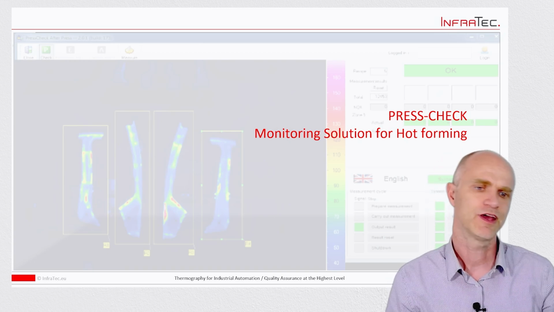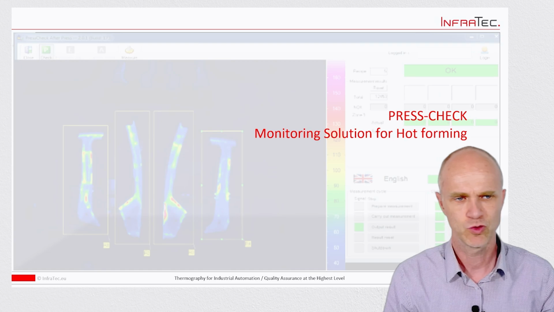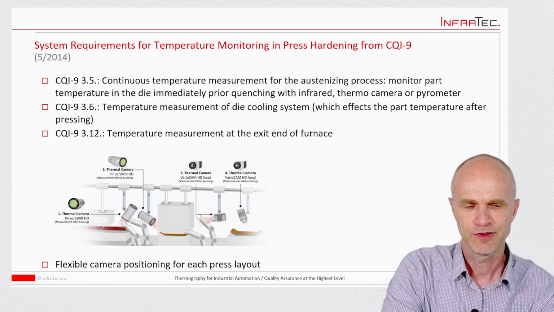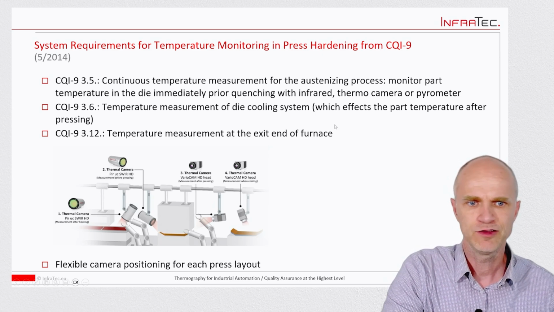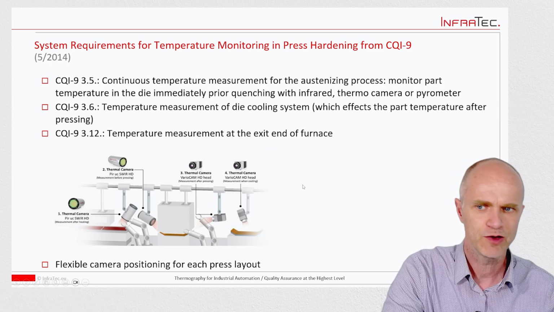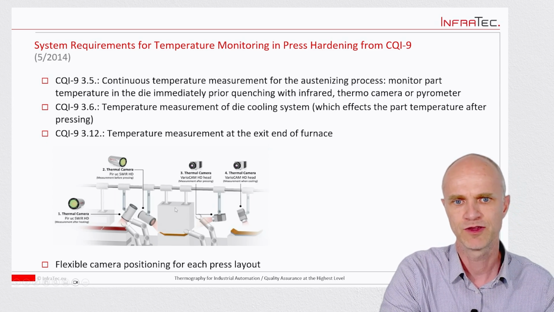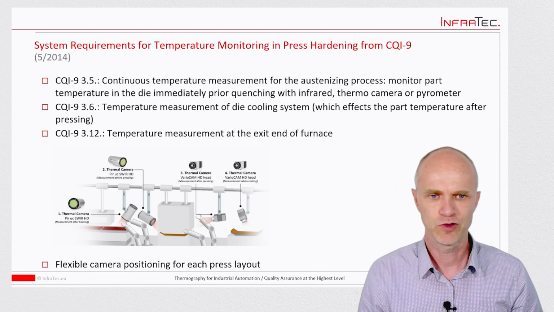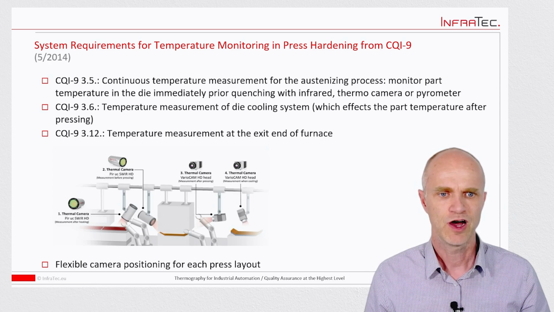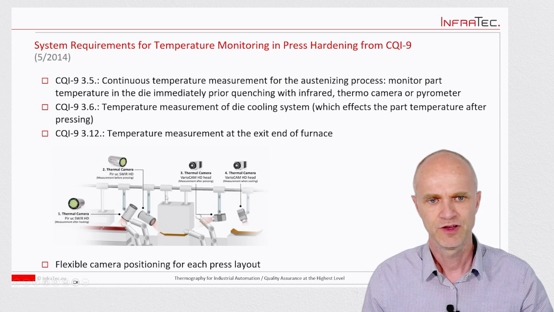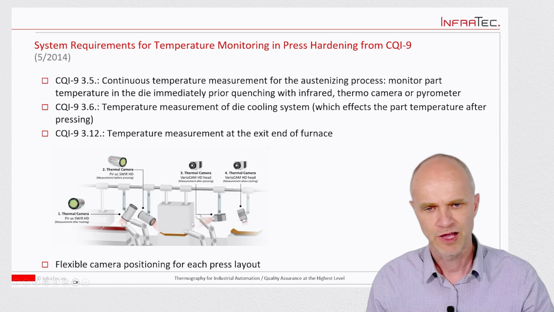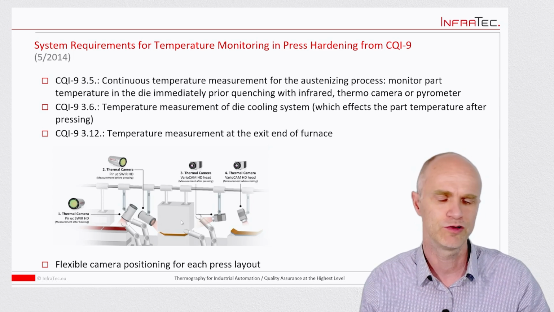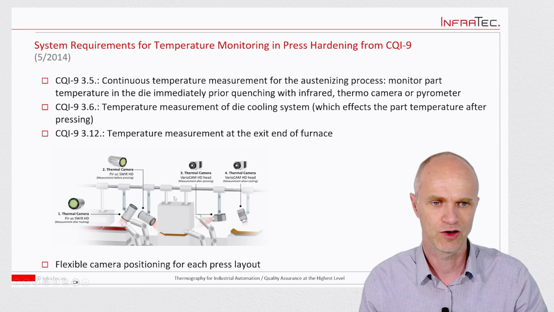So the next application I would like to give you an overview of is our press check. This is the monitoring solution for hot forming. It's a completely automated solution. And in this process, we have several requirements for the temperature measurements. Metal sheets are heated up in a furnace up to 900 degrees Celsius, then pressed inside the press for about 10 to 15 seconds. During this time you reach the forming of the part and also the hardening of this part.